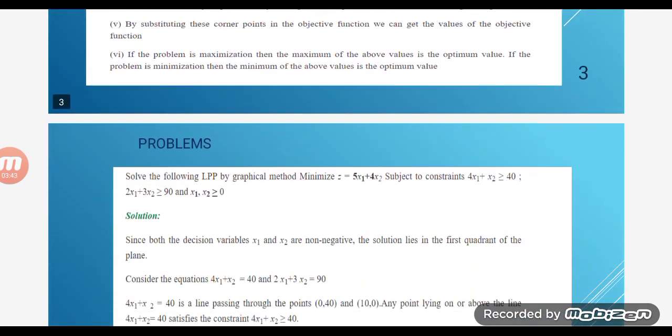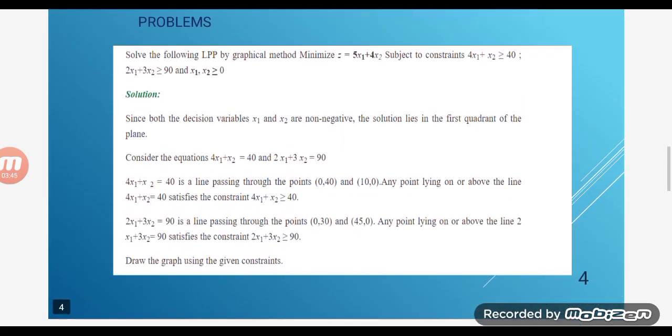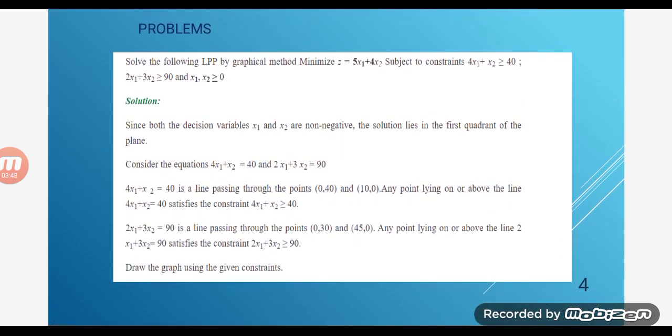Let's see one problem using the graphical method. My problem is: solve the following LPP by the graphical method. My objective function is minimum z equal to 5x1 plus 4x2. My subject to the constraints are 4x1 plus x2 greater than or equal to 40 and 2x1 plus 3x2 greater than or equal to 90. And my non-negative restriction is x1, x2 greater than or equal to 0. Here they have given the objective function, subject to the constraints and non-negative restriction.